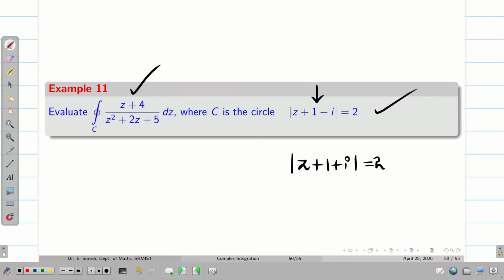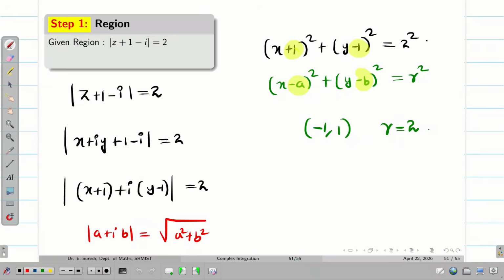In this problem, it is modulus of z plus 1 minus i equal to 2. As usual, step 1, let us find the center and radius. Substitute the value of z, that is x plus iy, rewriting the real and imaginary parts and applying the formula, we get (x plus 1) whole square plus (y minus 1) whole square equal to 2 square. We know the general equation of circle. Comparing the values of a and b, the center is minus 1 comma 1 and radius is 2.